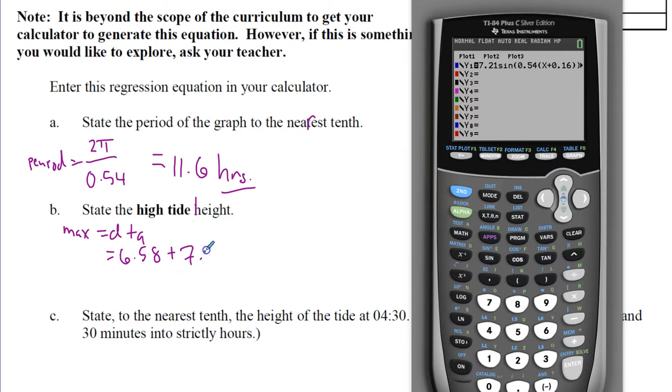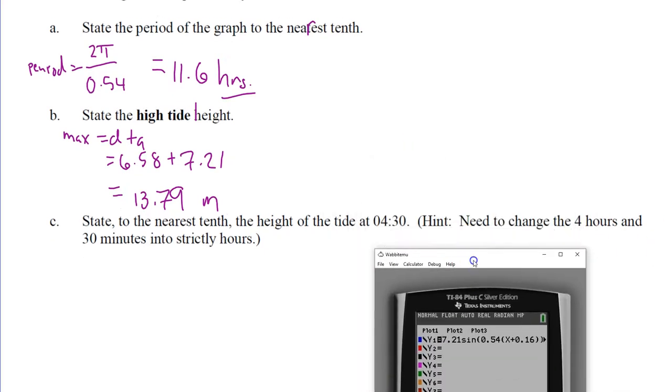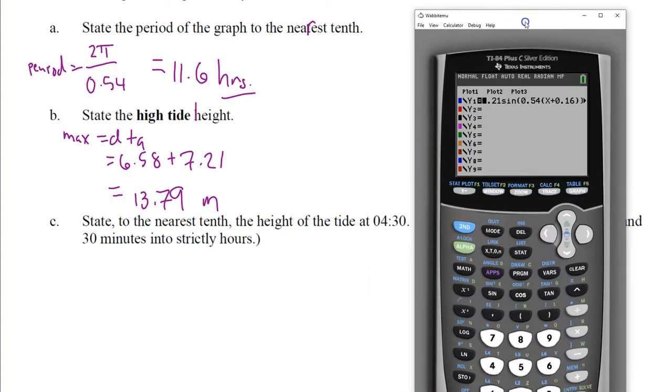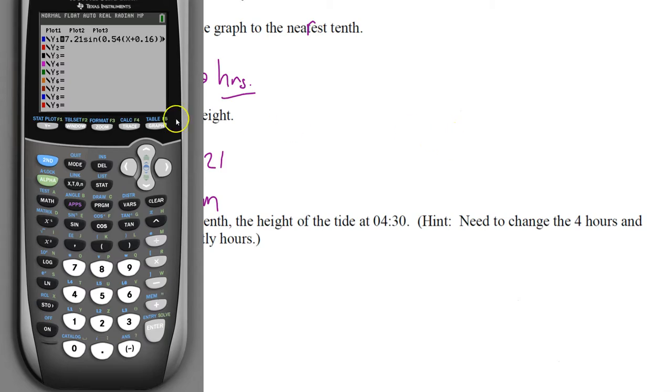Plus 7.21, so we got a 9 and a 7 and a 13. So 13.79 meters. State to the nearest tenth the height of the tide at 4:30. Need to change that into hours, so we need decimal hours out of that. Well, that's going to be 4.5, right? 30 minutes.